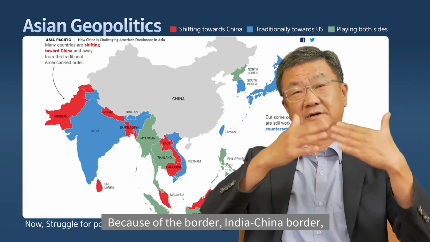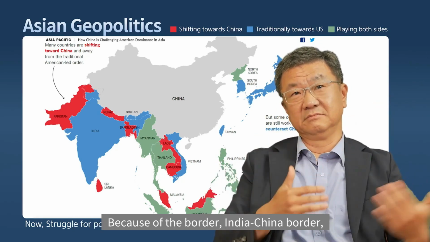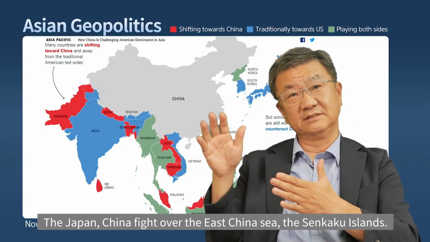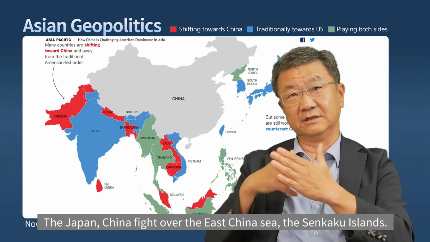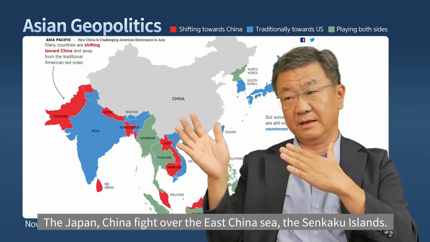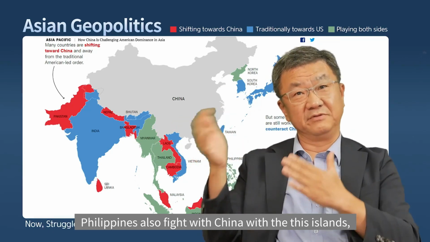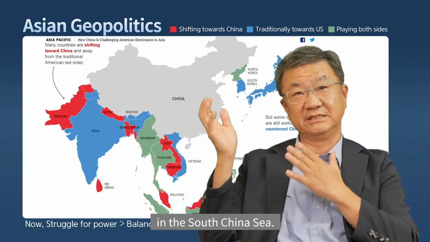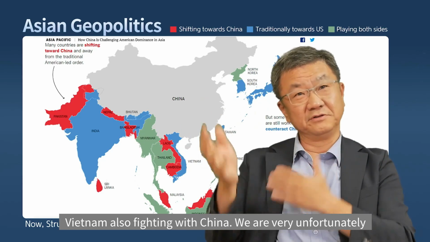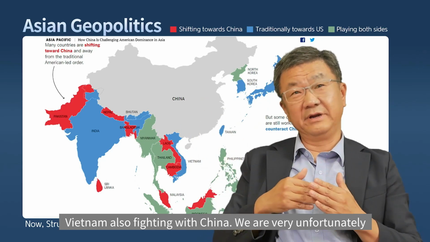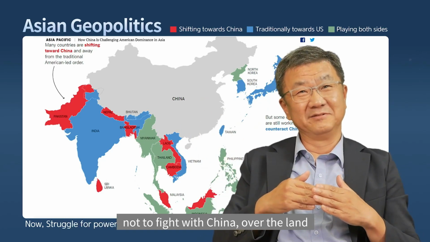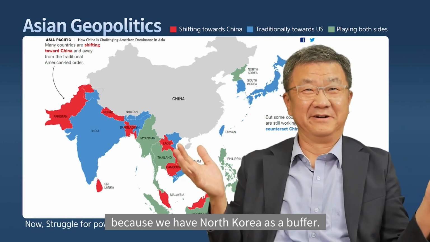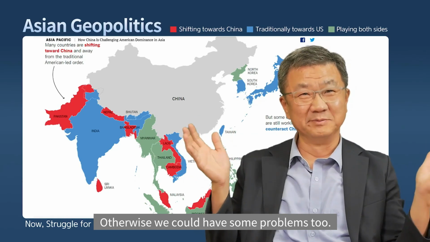Because of the border. The India-China border, the Japan-China fight over the Senkaku Islands, right? The Philippines also fights with China over islands in the South China Sea. Vietnam is also fighting with China. We're very fortunate not to fight with China over the land because we have North Korea as a buffer. Otherwise, we could have some problems too, right?